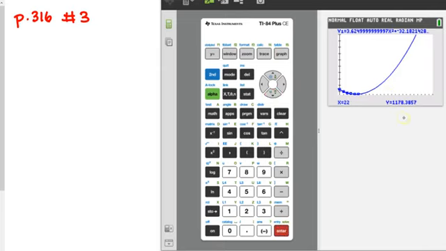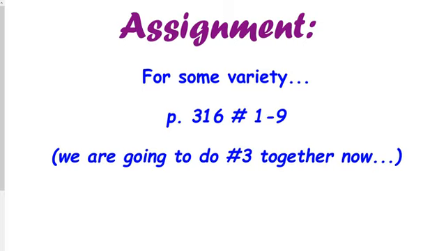Okay, would it really cost $1,178.39 to buy that VCR today? Probably not. Okay, so then you can go back and do the rest of page 316.